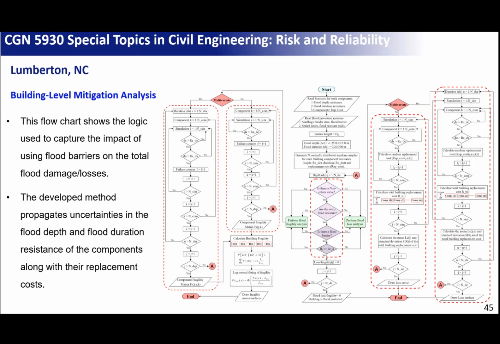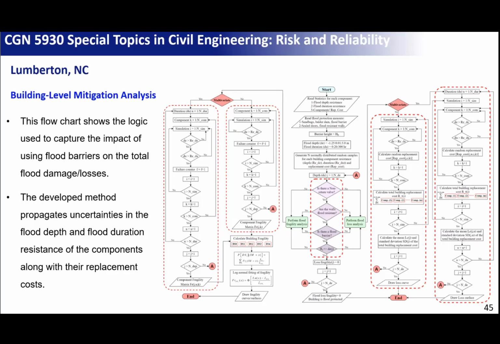This flow chart reads the flood depth resistance and the flood duration resistance of all the components in the building, and the component's replacement cost. So all these are inputs: the replacement cost, the resistance of the components, and everything. And also the mitigations, if somebody is going to use sandbags, seal doors, or flood resistant walls. So we need to know what mitigation measures are in place.